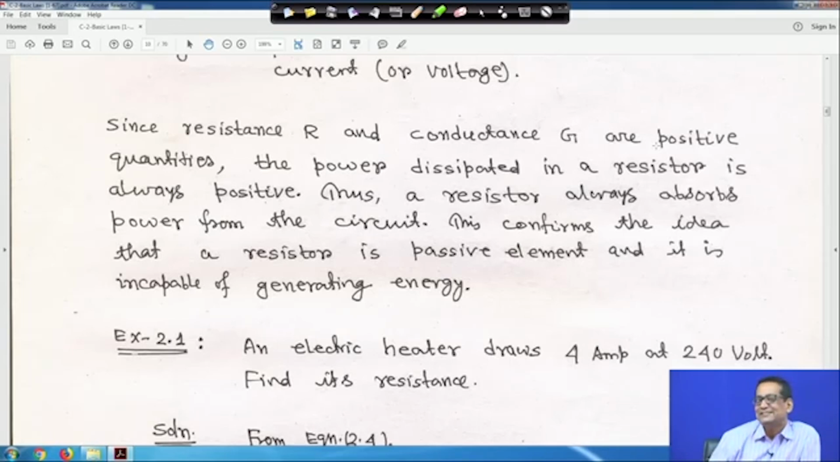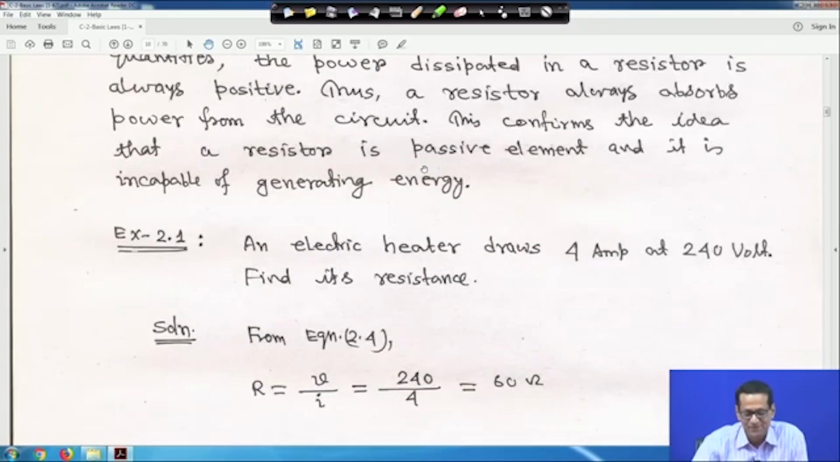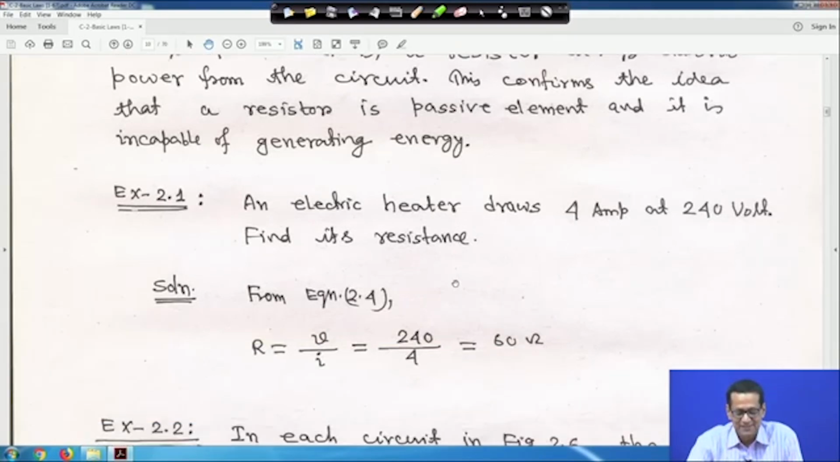When you listen to this video, just see what we are discussing. Now, up to this point we have covered Ohm's law, so let us come to a small example. An electric heater draws 4 ampere at 240 volt. Find its resistance. We know V is equal to IR, so R is equal to V by I, where V is 240 and I is 4. So, the resistance is 60 ohm.